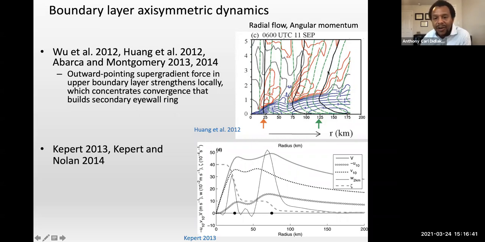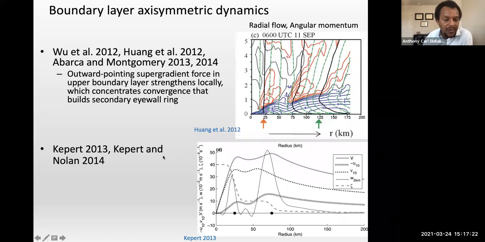And this radial outflow is supergradient in the sense that you have an imbalance in the radial momentum equation. This outward-pointing supergradient force helps to concentrate the convergence at this radius. And the convergence that is concentrated here helps to build convection and the secondary eyewall ring that can occur as a result. So they emphasize the importance of that outward-pointing supergradient force.